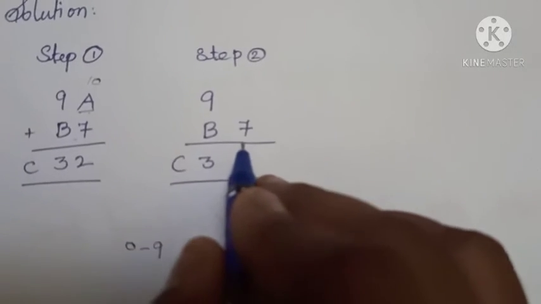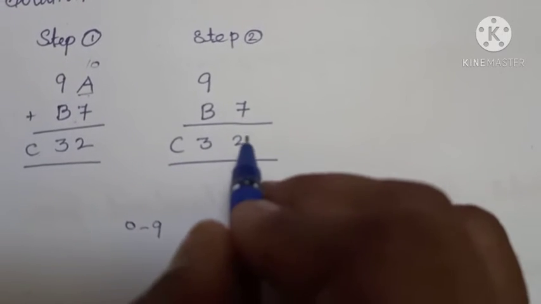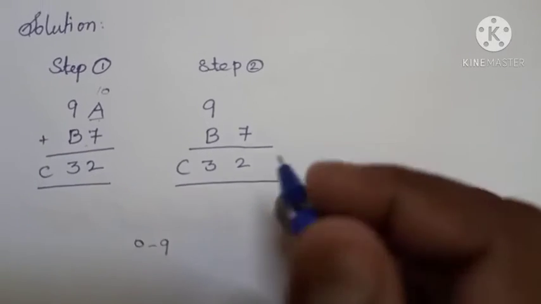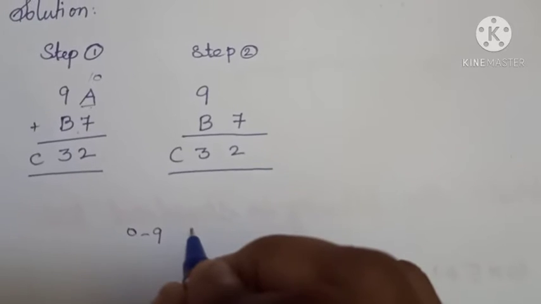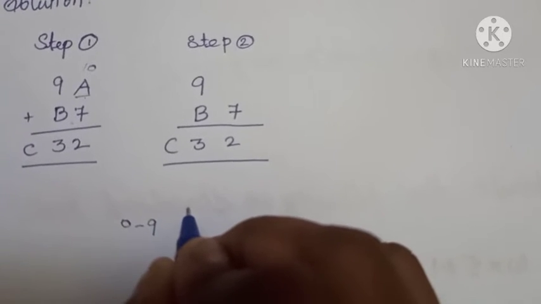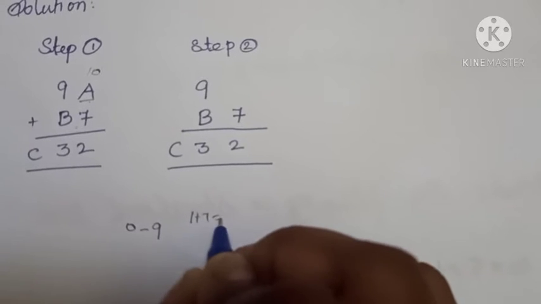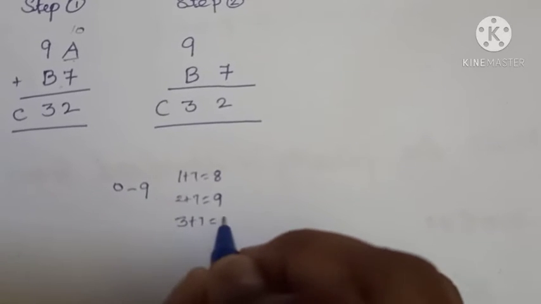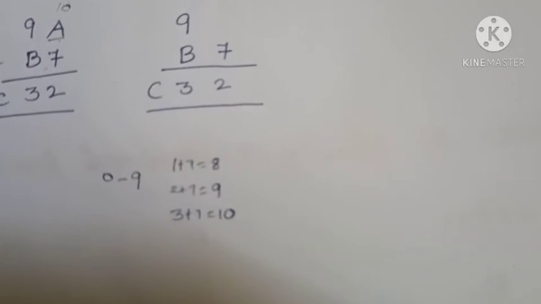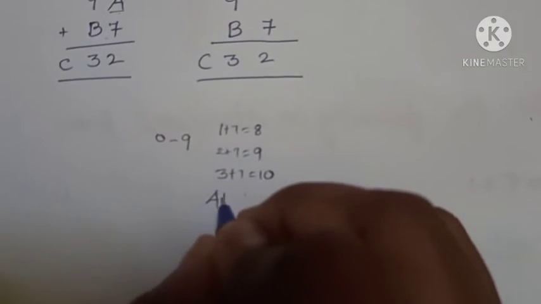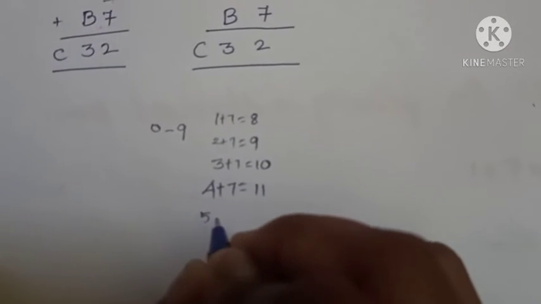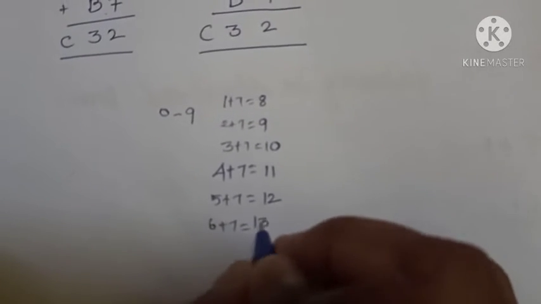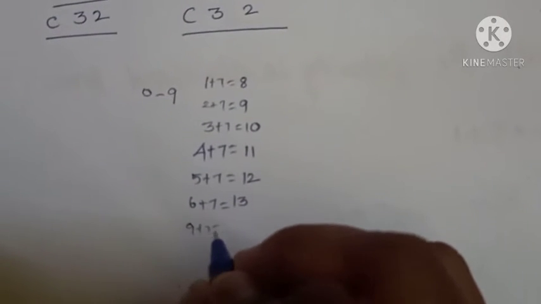So you must check what you add to get 2. For example, you take 1 plus 7 is equal to 8. 2 plus 7 is equal to 9. 3 plus 7 is equal to 10. 4 plus 7 is equal to 11. 5 plus 7 is equal to 12, and then 6 plus 7 is equal to 13. So up to 9 plus 7 is equal to 16.